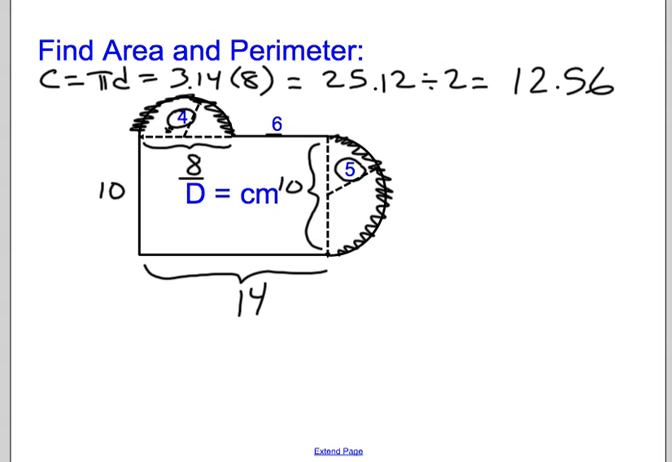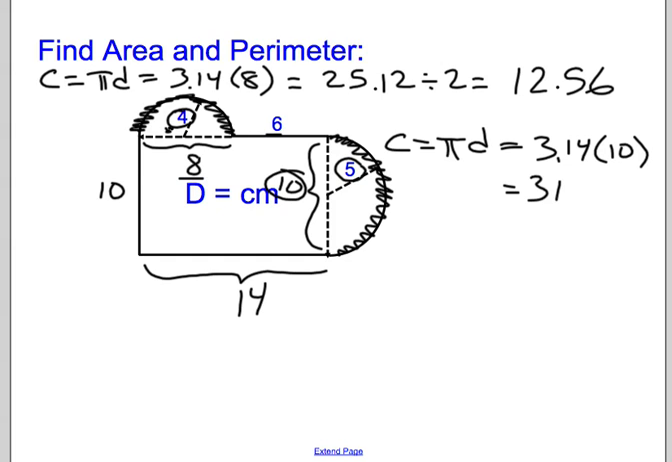Okay. So circumference is pi d, and I'm just in the habit of writing that each time, so you'll see me do that. This time the diameter is 10, so that's 31.4, and if we take 31.4 and divide that by 2, it gives us 15.7.